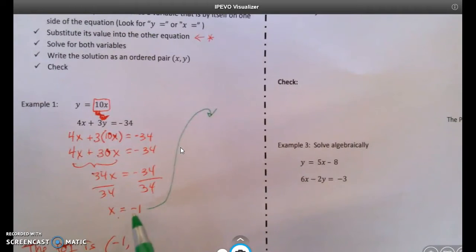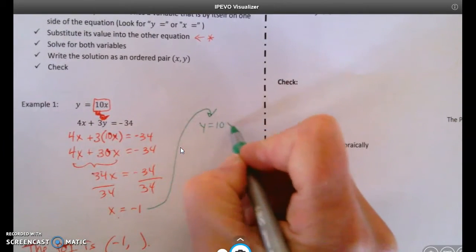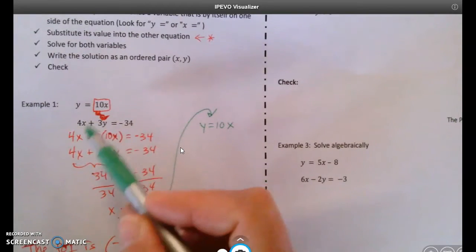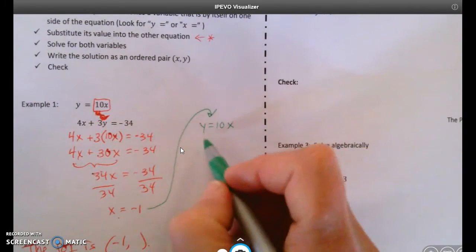Now that we know x does equal the value negative 1, I want to go back to this easy equation. Remember y equals 10x? We used that originally to plug into the messy equation. I don't want to use the messy equation again if I don't have to. What I want to do is plug in x now that I know it, and figure out what y equals.